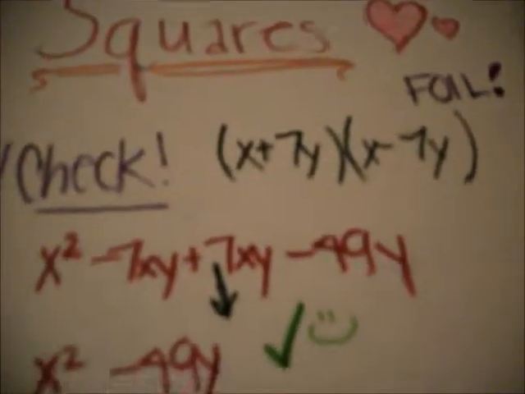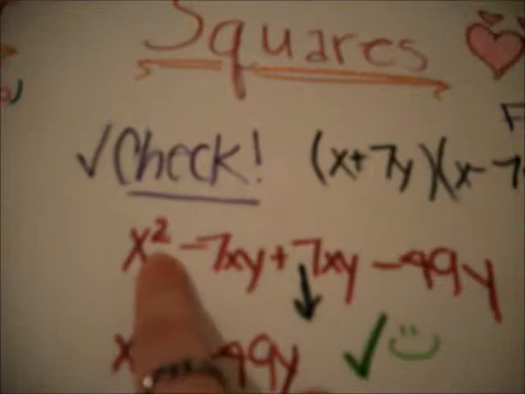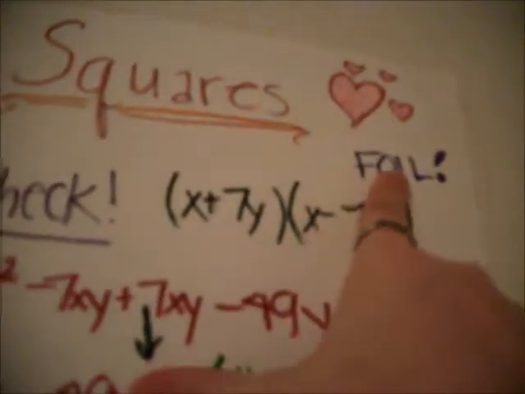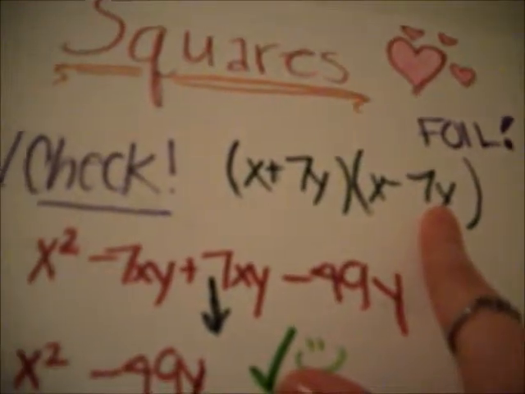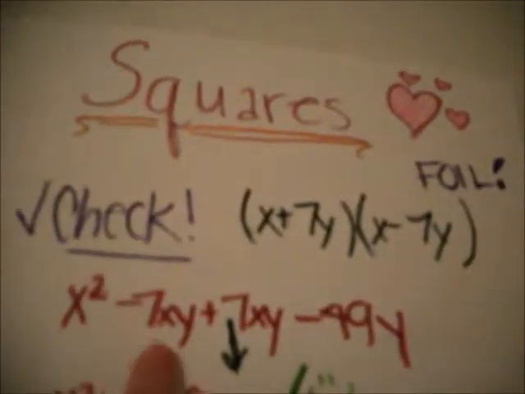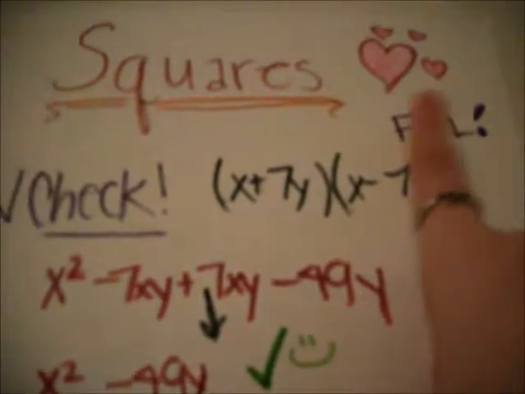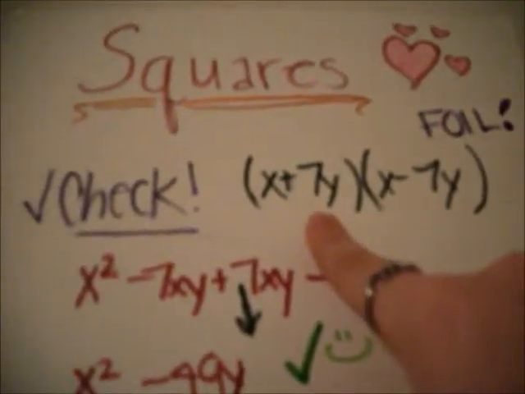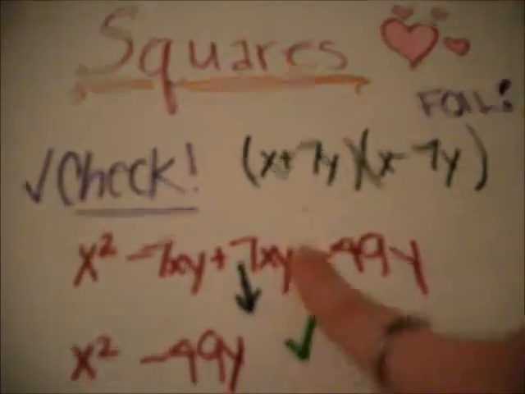Well, it's kind of common knowledge. So with FOIL, you multiply the first terms. X times x is x squared. O is outer terms. X times negative 7y, don't forget the negative sign. And then you have negative 7y down here, which is the same as minus 7y. Then you have the inner term, which is I. So 7y times x is plus 7xy.